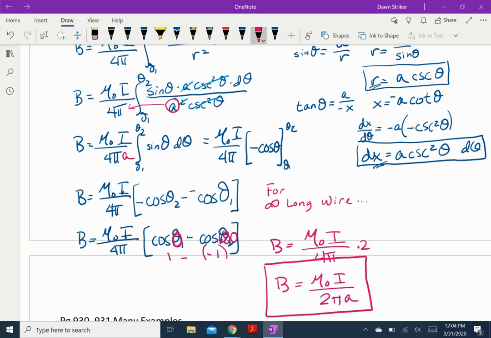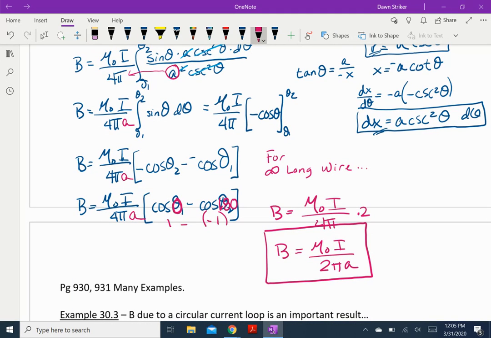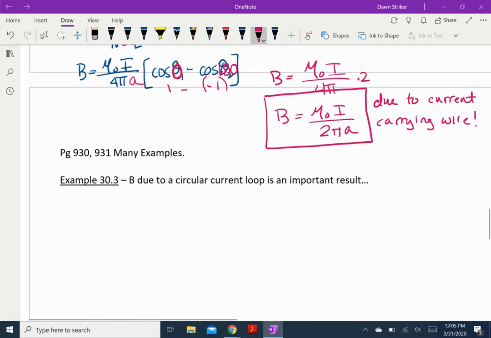So there's an a there, there's an a there, and there's an a there. I dropped the a, and I did not mean to do that. So there's an a in this answer. So here is the magnetic field due to a current-carrying wire. Cool. All right, that's where it comes from. So pretty easy integration, but you had to make a couple of complicated substitutions first.